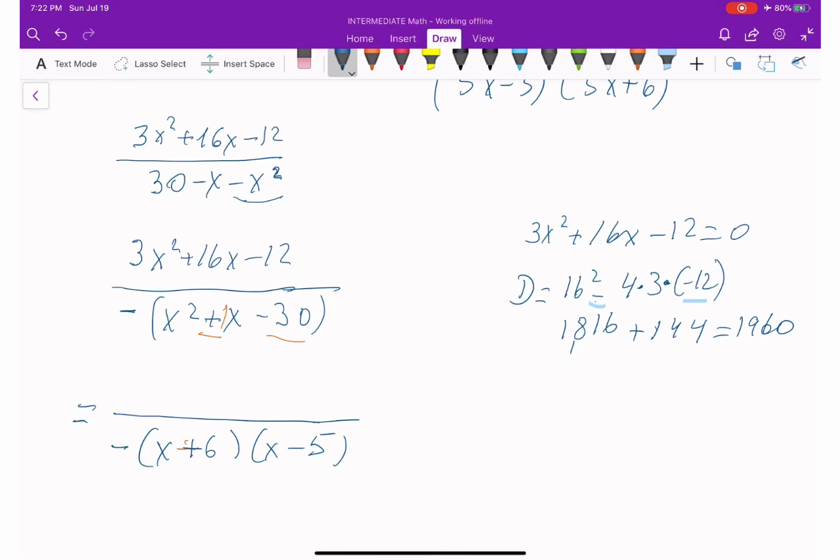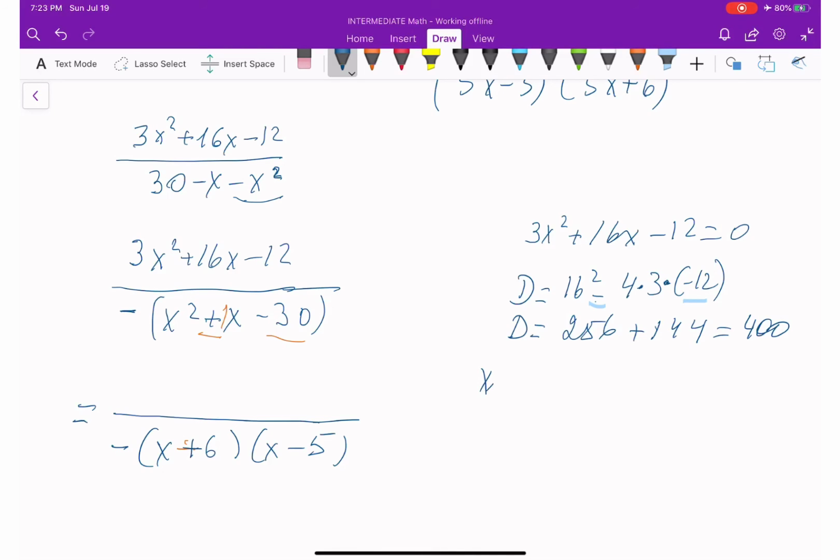16 squared. Let me check on the calculator if I did something wrong. Oh, duh. How did I get that? It's 256. Okay, and plus 144, so we get 400. Nice number. I'm wondering what I squared instead of 16. So 400. All right. So the discriminant is equal to 400.